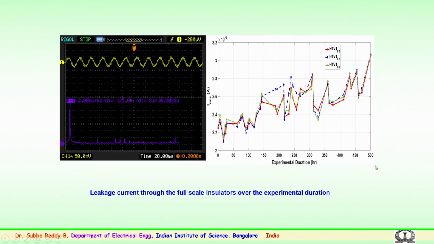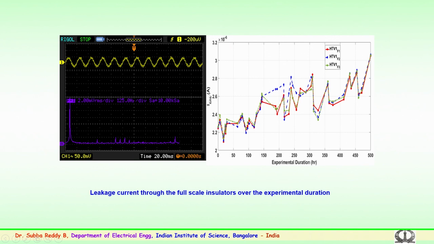So, experiments have been performed. This is a typical leakage current waveform which shows here for a particular sample. This shows the frequency component involved at that junction, which is got from the oscilloscope. Over a period of time, this typically gives the experimental duration for 500 hours. So, further experimentation was still carried out for 1000 hours.